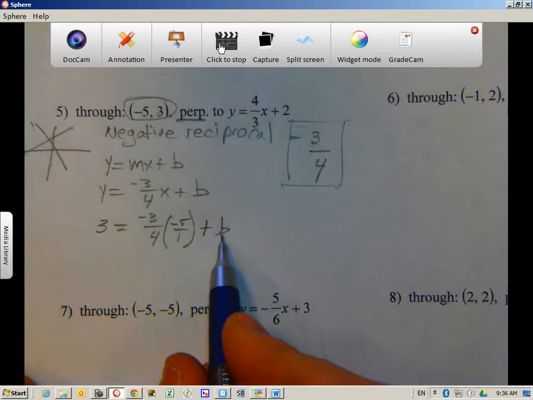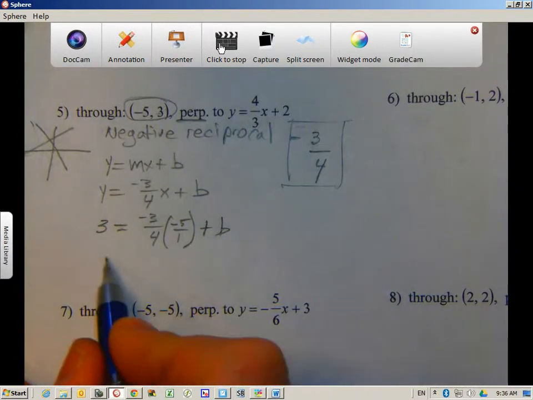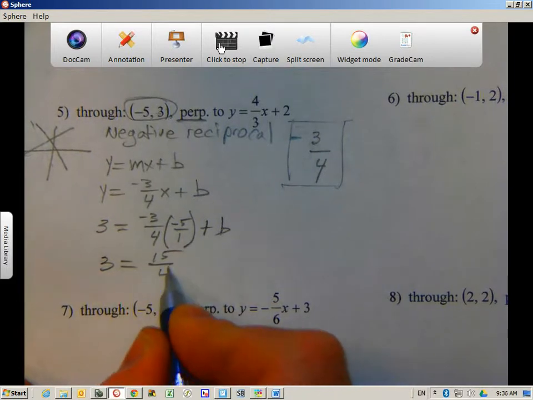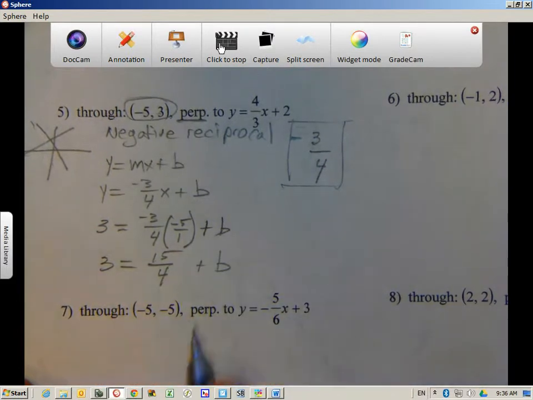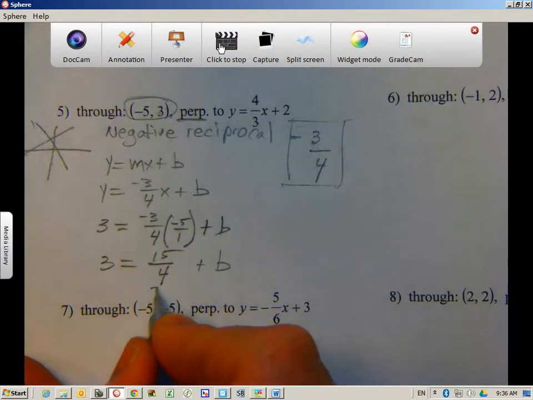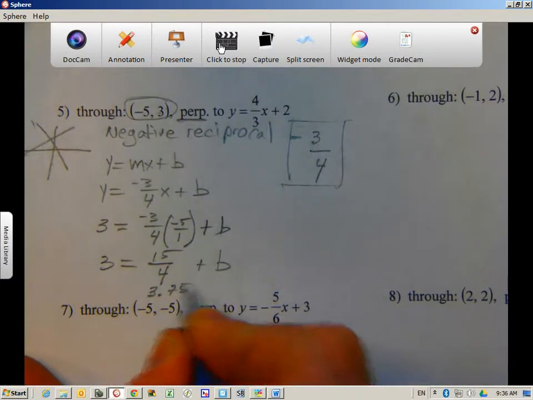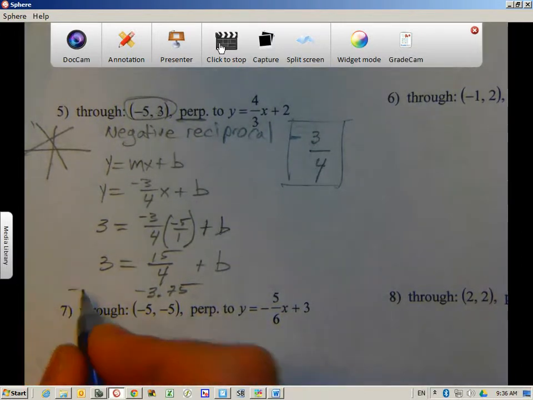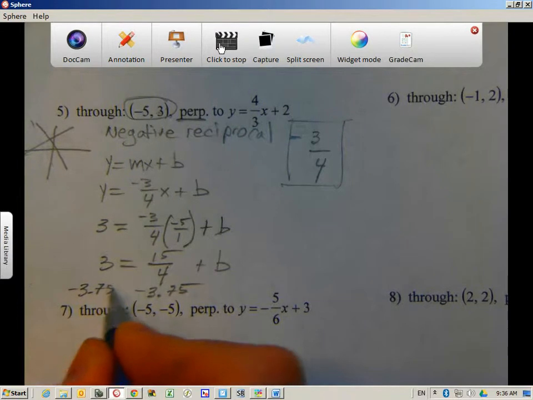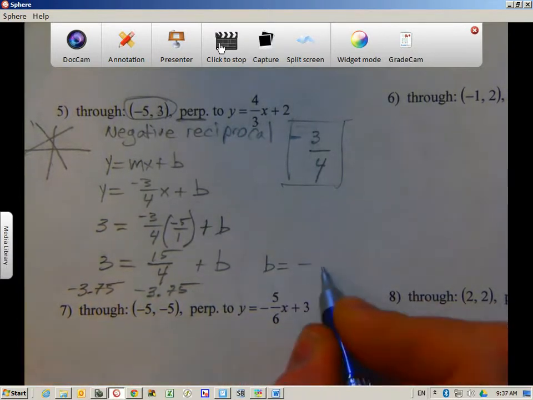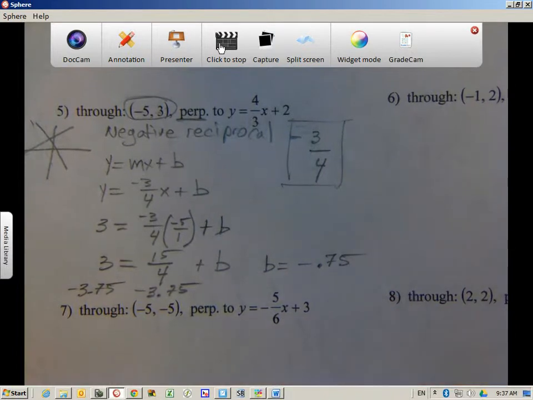Now I just solve for b. So let's multiply this through. I'm going to get 3 equals 15 over 4 plus b. And what's 15 over 4? 15 over 4 is 3.75. Alright, so we're going to subtract 3.75 from both sides. And what am I left with? I'm left with b equals negative 0.75. Or 3/4, whichever way you'd like to do it.